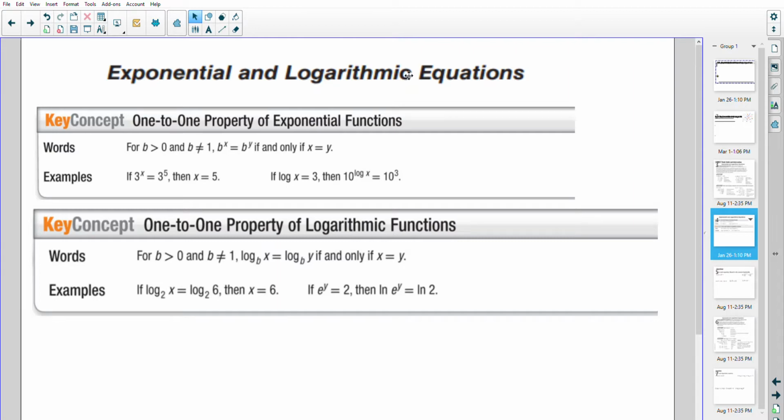Solving exponential and logarithmic equations. A few ways of doing this. One is to match up. If you have the same bases, then the exponents have to be the same. That's all this one-to-one property is talking about.